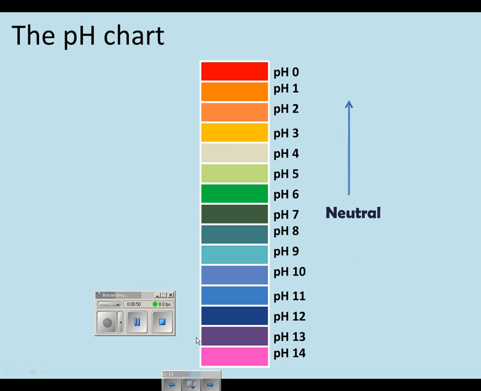Anything below 7, okay, is going to be acidic. Anything above 7 is going to be basic. So as we go from 7 down, we're going to get more acidic. So your most acidic solutions are going to be at the lowest point of the scale, whereas your most basic solutions are going to be at the far end of the scale.